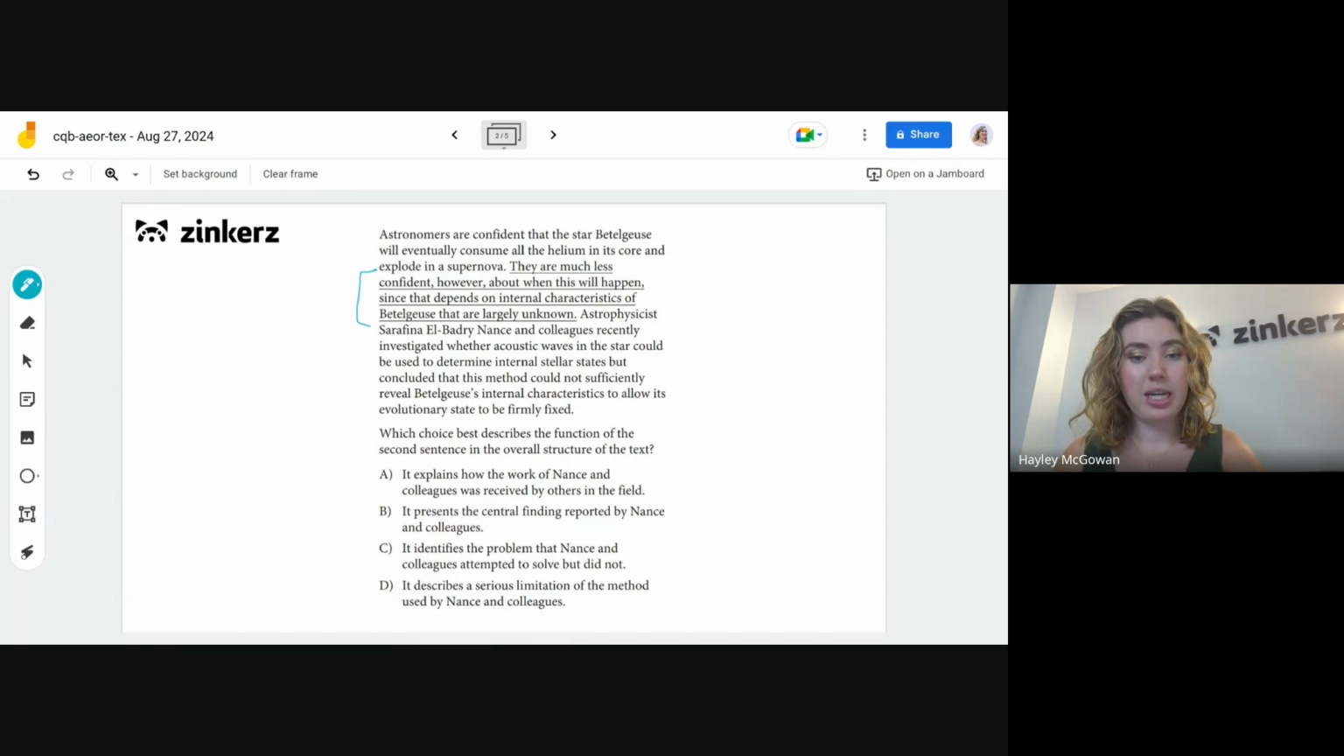So after a quick scan here, it looks like our answer is going to be C. It identifies the problem that Nance and colleagues attempted to solve but did not. That's exactly what happened here. Again, that's the information that we were kind of missing on our first read through. We were like, okay, why are they looking into this idea? We weren't really sure about that, but that's what it explains in this underlined portion.